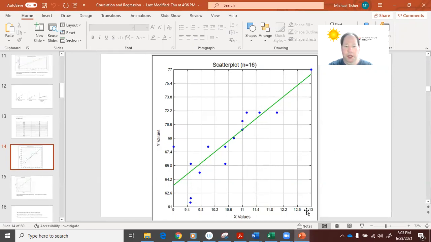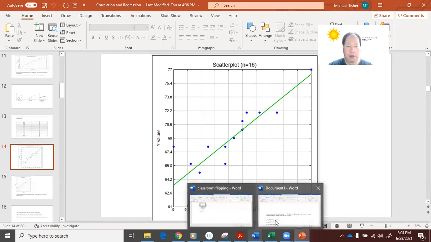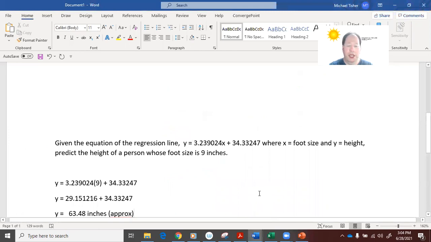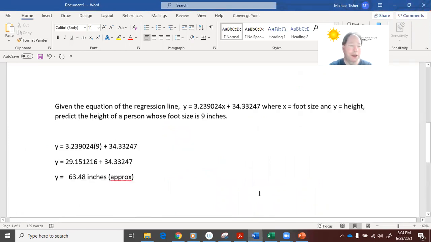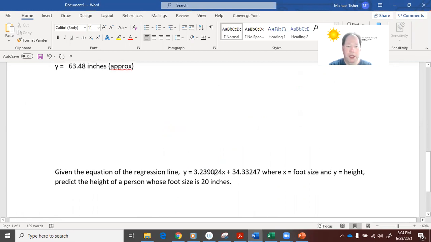According to the x-axis here, we go as high as 13 inches for the foot size. So let's make a prediction for a 20-inch foot. I can't imagine anybody who has a 20-inch foot, but we can just imagine. What if that did happen? No problem. We just take the equation again, and this time put in 20 for x.